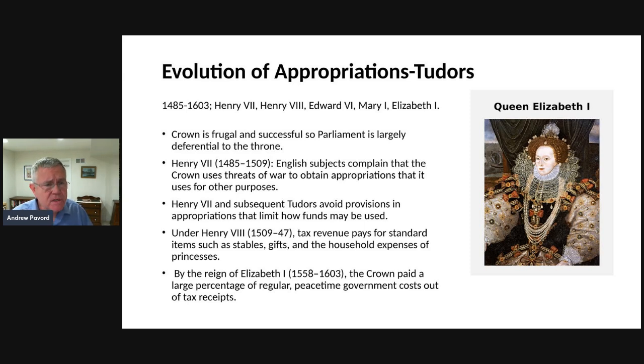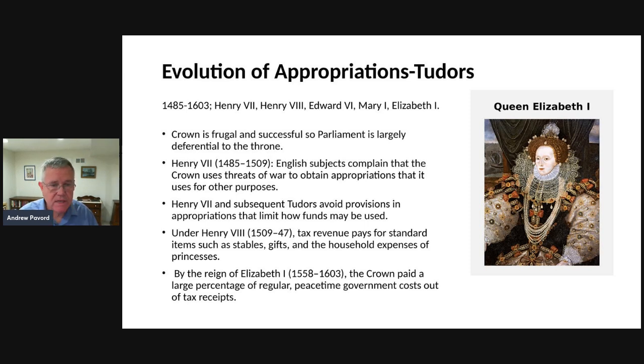Now, during this period, the crown is relatively frugal. They don't go excessively spending, but they're also successful. They basically are winning their wars. Elizabeth I defeats the Spanish Armada, and this makes Parliament a little bit deferential to the throne. Not completely, but at least a little bit.